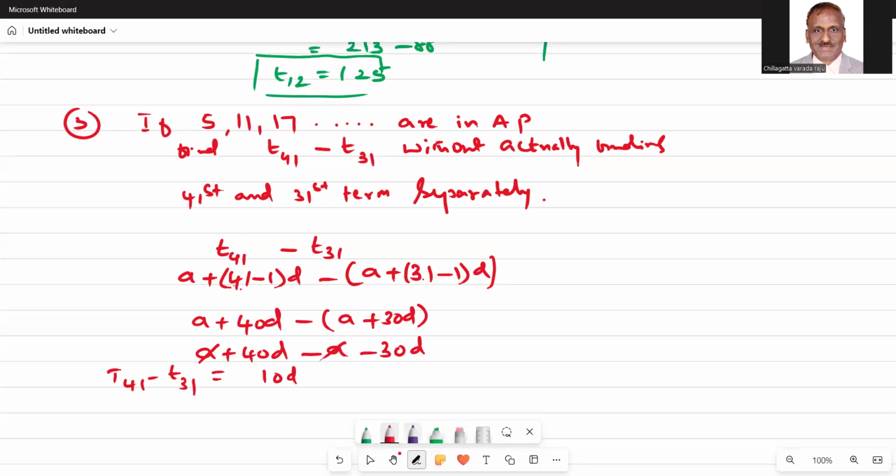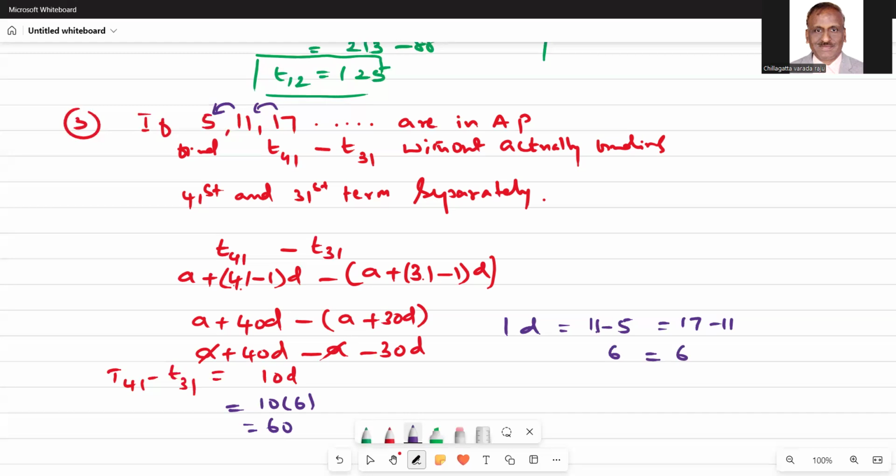So what is D there? The common difference. 11 minus 5 is 6. 17 minus 11 is also 6. So common difference D is equal to 6. So the difference of the 41st and 31st term is equal to 10 into 6, which is equal to 60. 60 is the difference between the 41st and the 31st term of the given AP.